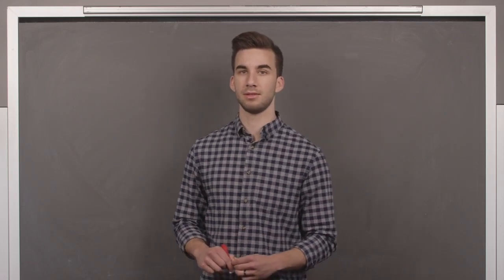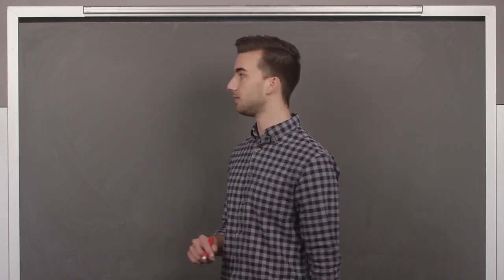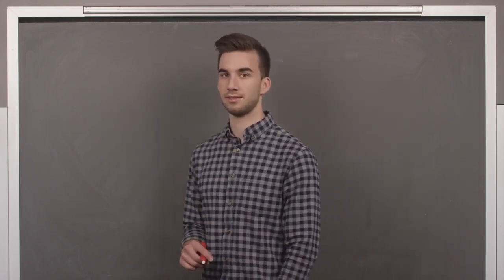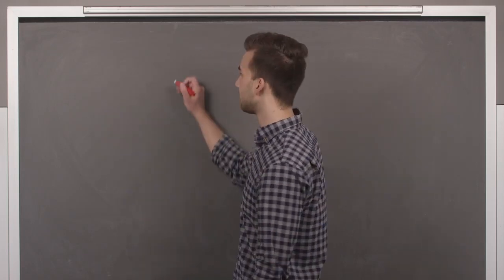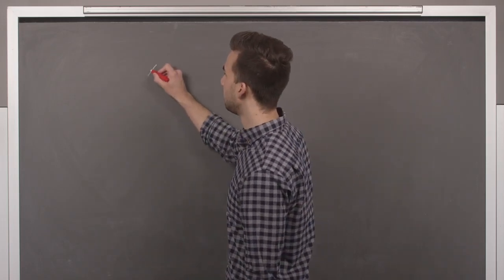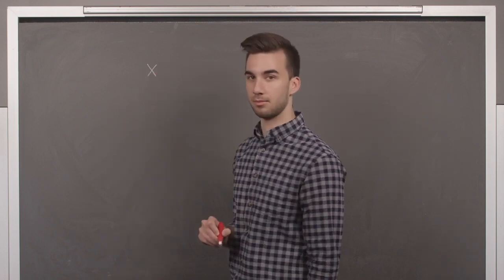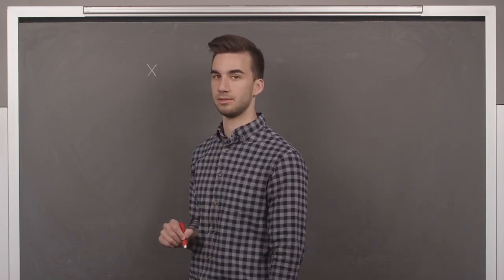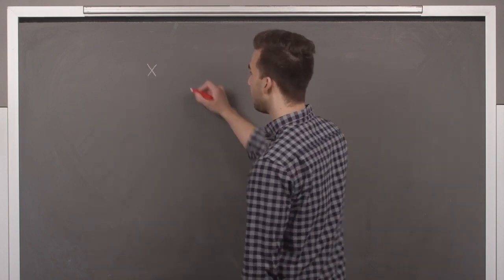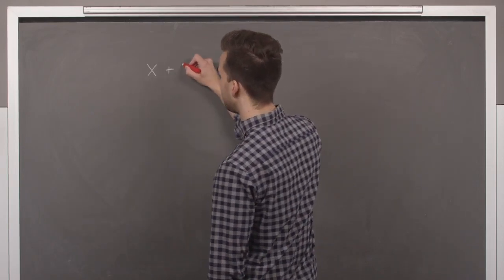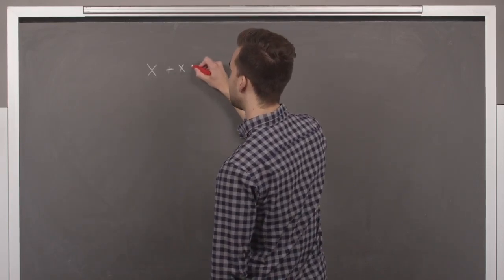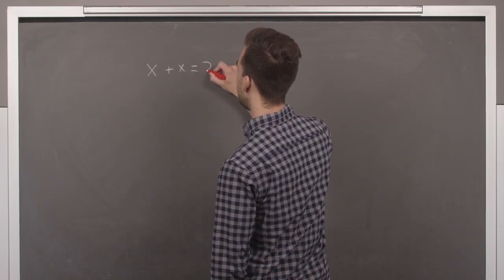A variable is any letter that we use to take the place of a value in a problem. Say x, we use x as a variable. We can add variables just like we would add real numbers. So say we had x plus x. X plus x is equal to 2x.